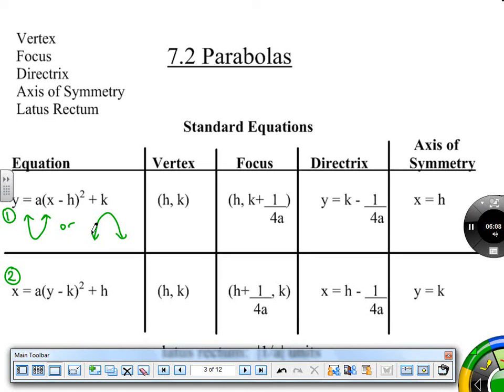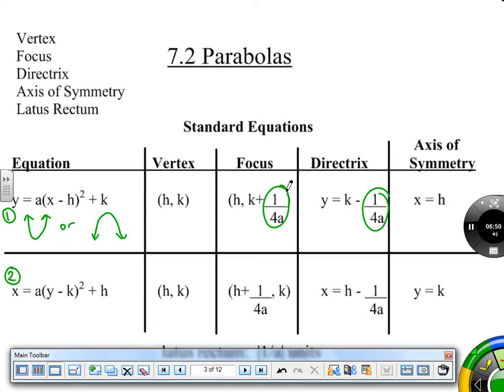How do you remember when it's a plus, when it's a minus, the a positive, negative? I don't know. Here's what's basically going on. Notice that there's a column in the chart for focus, for directrix, and for axis of symmetry. First of all, do we recognize this? What is the 1 over 4a? The distance between the vertex of the parabola and the focus, or the vertex of the parabola and the directrix.